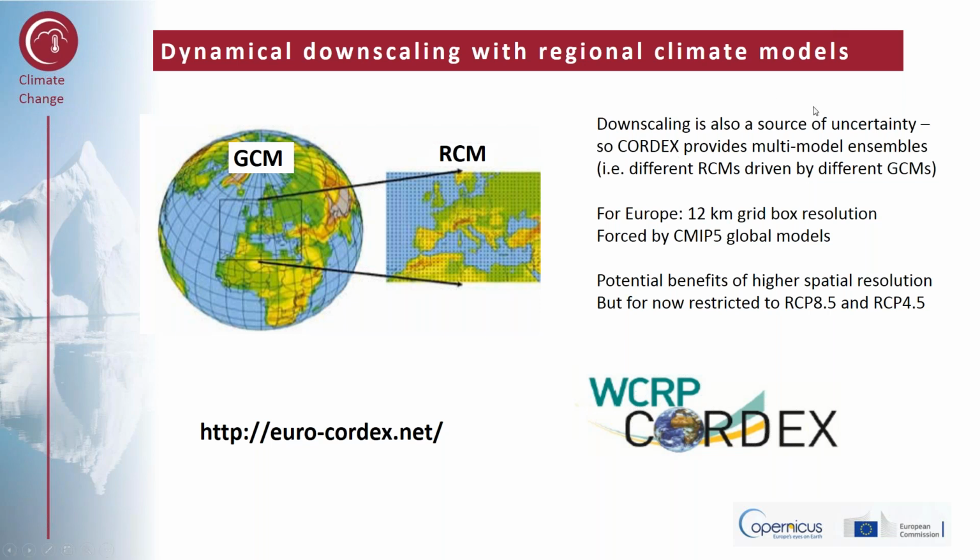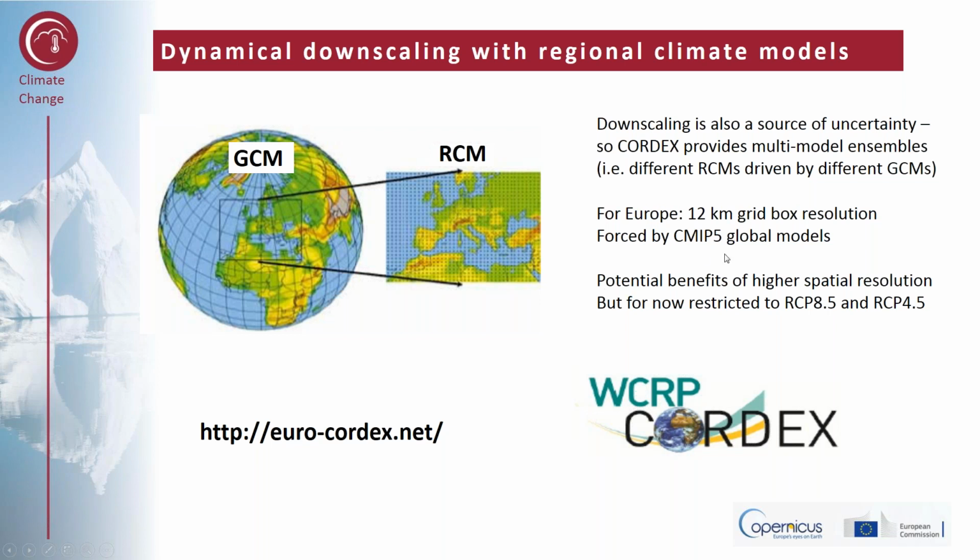So downscaling itself is also a source of uncertainty. So again, it's important to use a multi-model ensemble. So different regional climate models, RCMs, driven by different GCMs. The ensemble we use comes from a major international initiative called CORDEX, and in particular EURO-CORDEX. So this is the EURO-CORDEX domain here. And the simulations from EURO-CORDEX have a grid box resolution of 12 kilometers, forced by a range of the CMIP5 global models, so the models we were looking at on the previous slide.